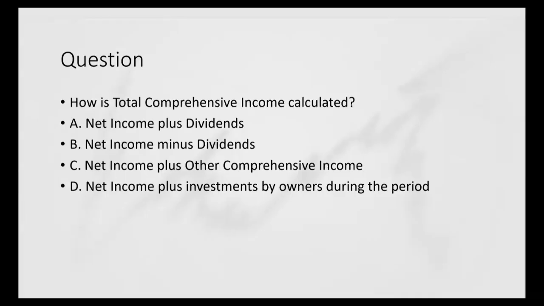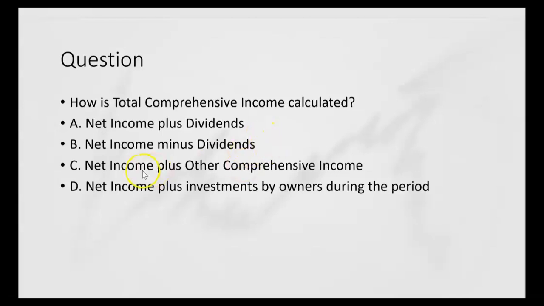All right, how is total comprehensive income calculated? A, is it net income plus dividends? Well, it does start with net income, but we don't add dividends. B, net income minus dividends. No, we ignore dividends when we calculate total comprehensive income. Why? Because total comprehensive income involves changes in our equity, but other than from transactions with owners. So dividends is how we make distributions to owners. We would ignore any transactions with owners when we calculate total comprehensive income.